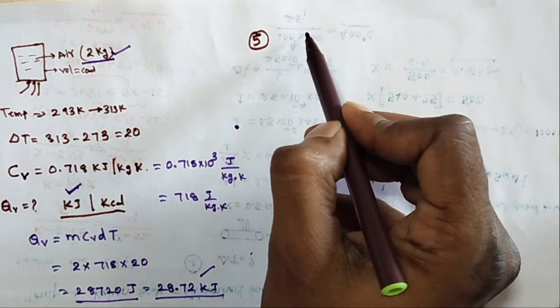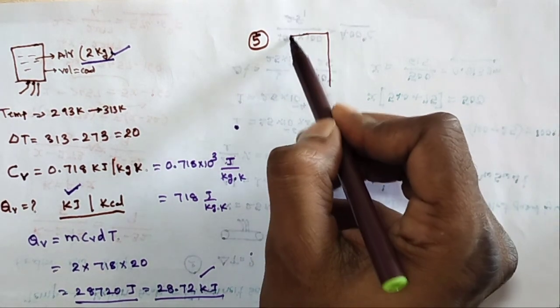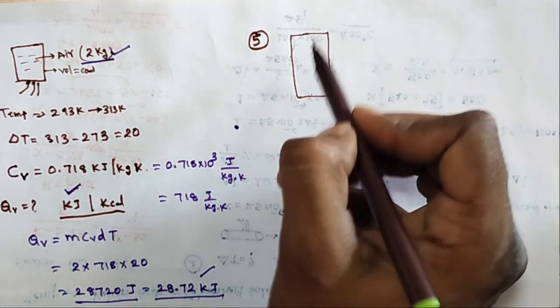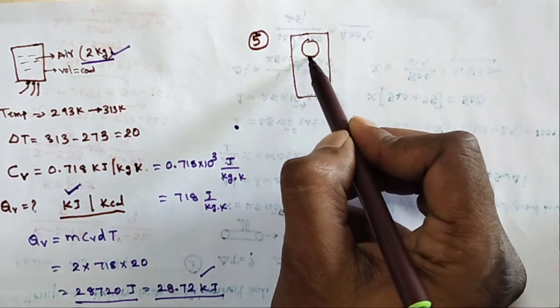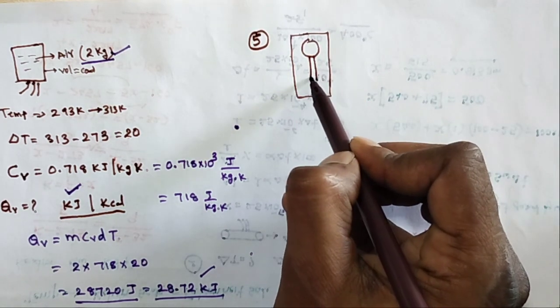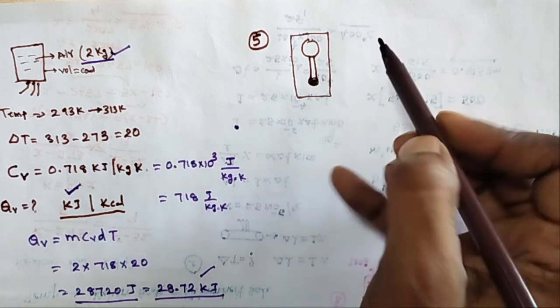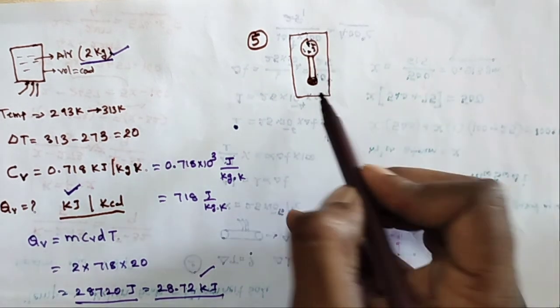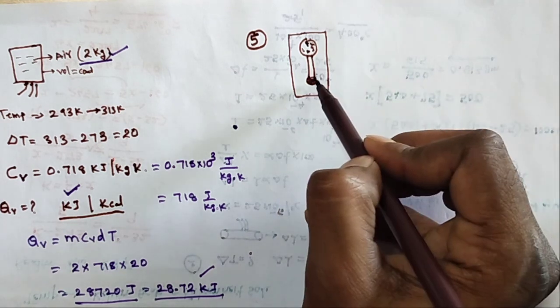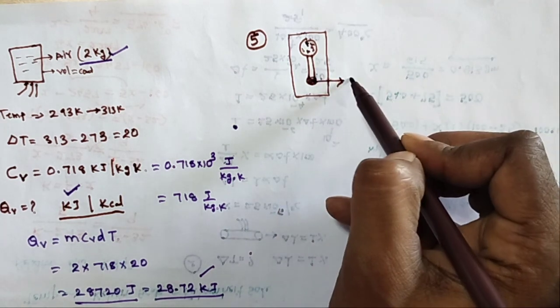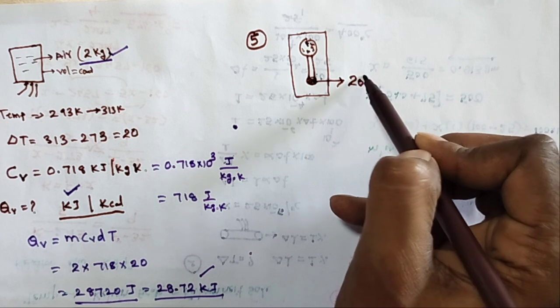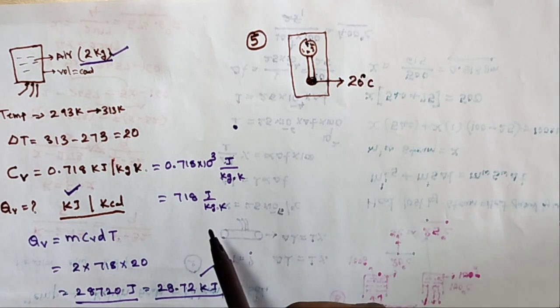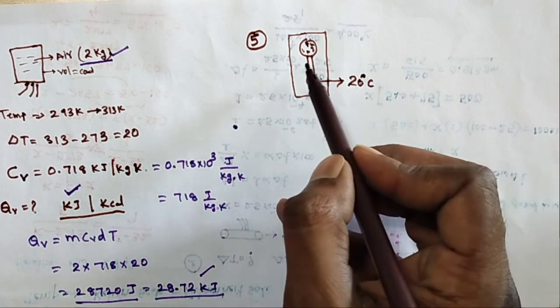Fifth one, so let us take one pendulum clock. So one brass pendulum is given. So this is a brass pendulum, one metal brass pendulum. Like this is a clock, and this is a brass pendulum. So it shows the correct time at what temperature? 20 degrees. At 20 degrees it shows the correct time.